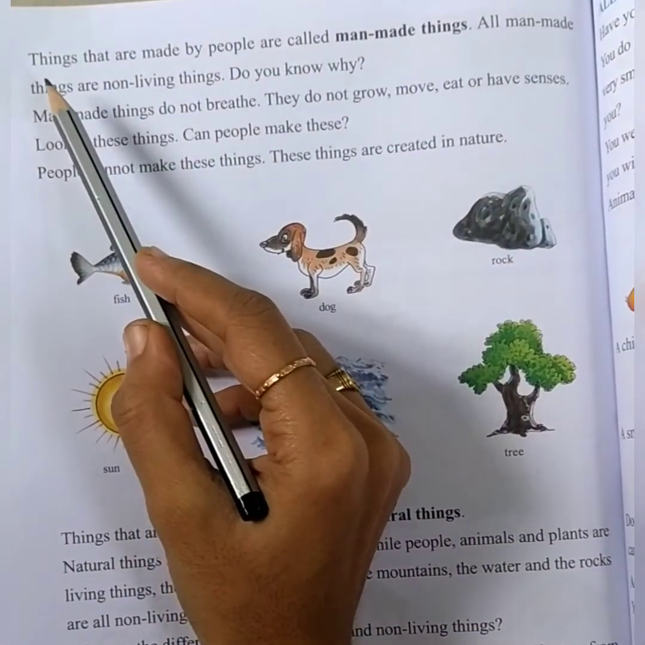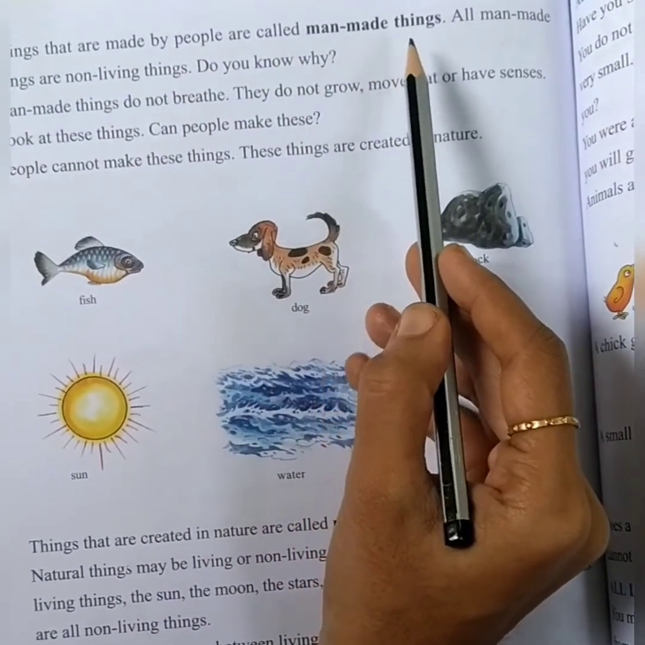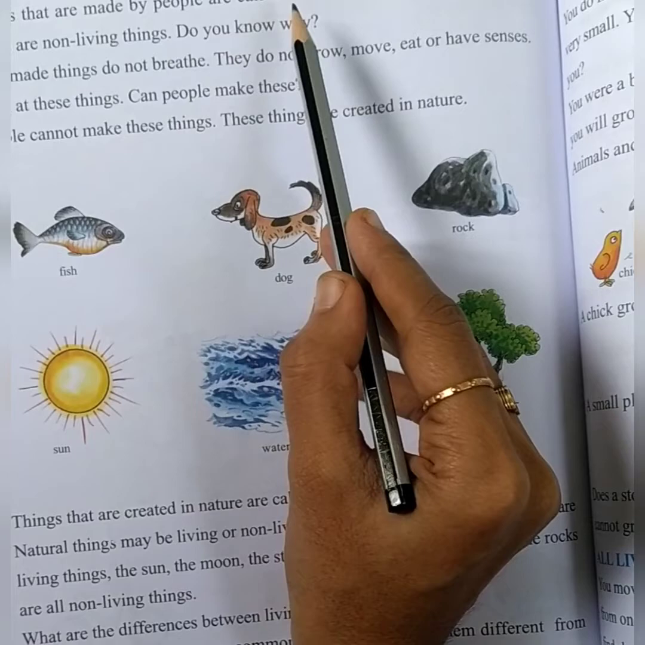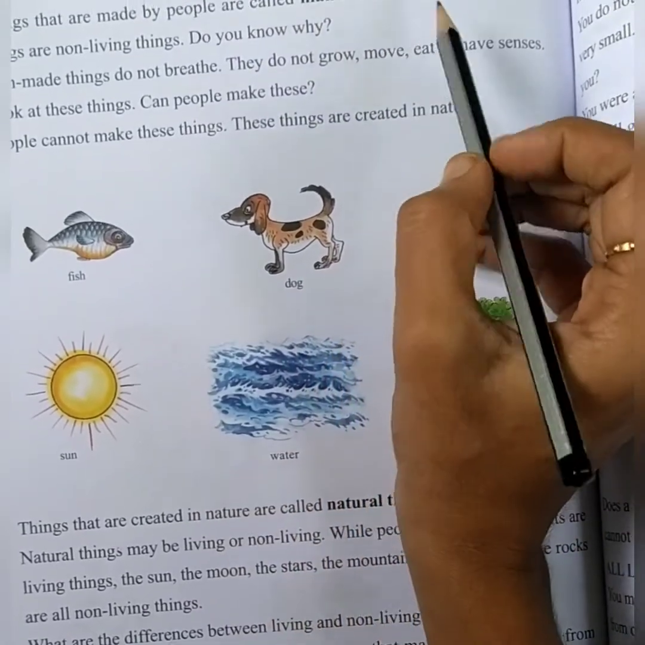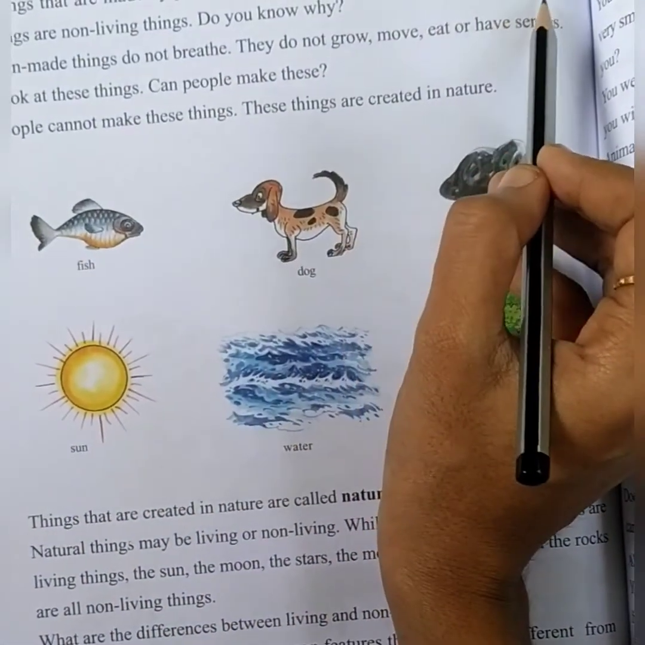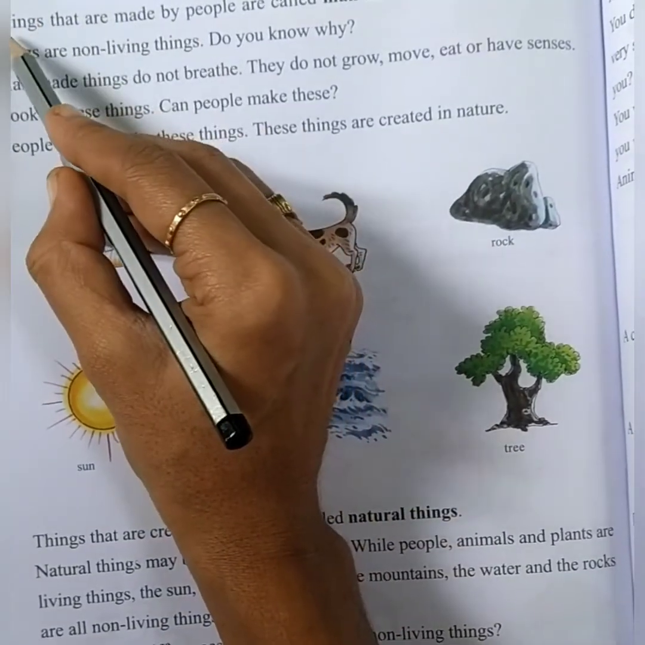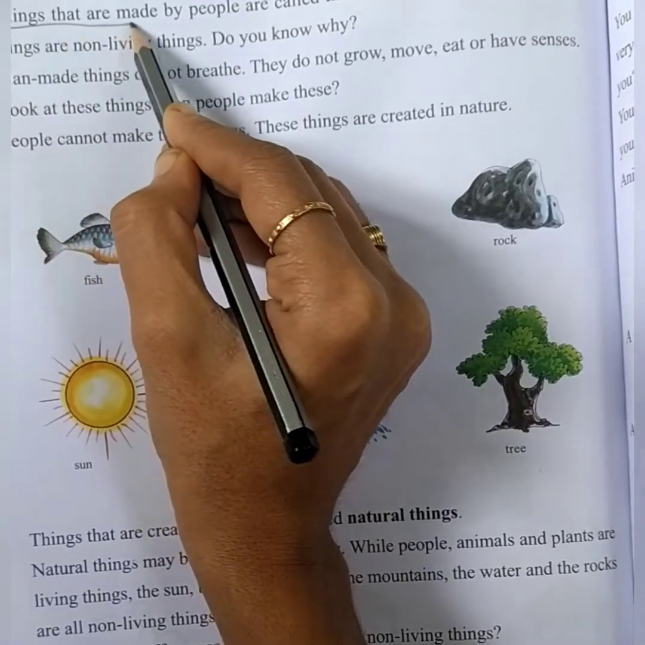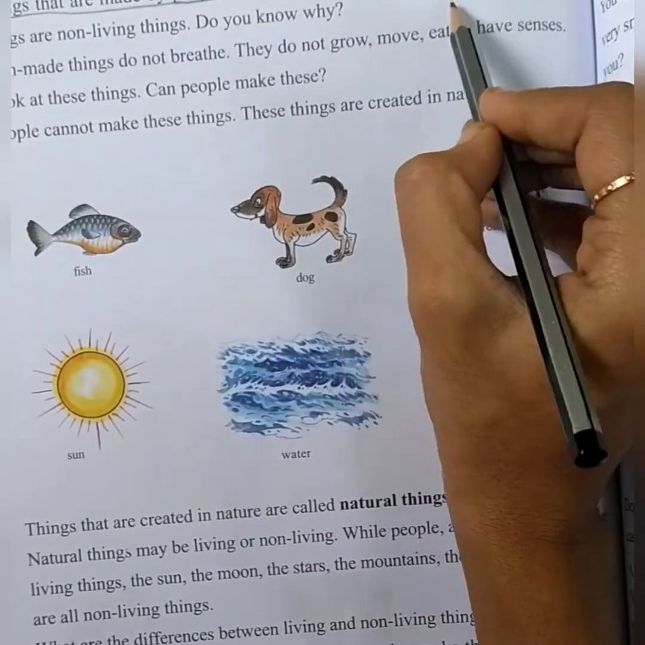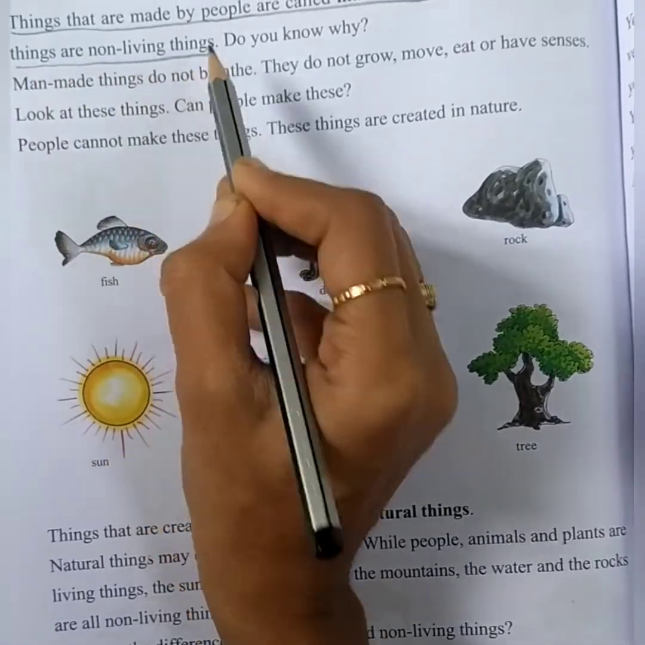Take next page. Here, things that are made by people are called man-made things. All man-made things are non-living things. This is an important point, so all of you underline the sentence: things that are made by people are called man-made things, and all man-made things are non-living things.